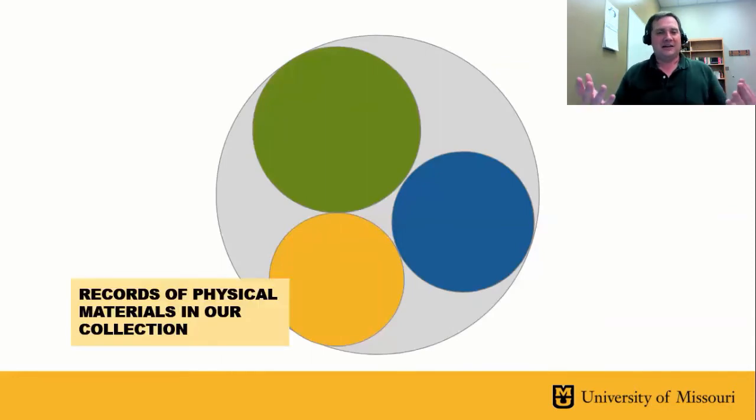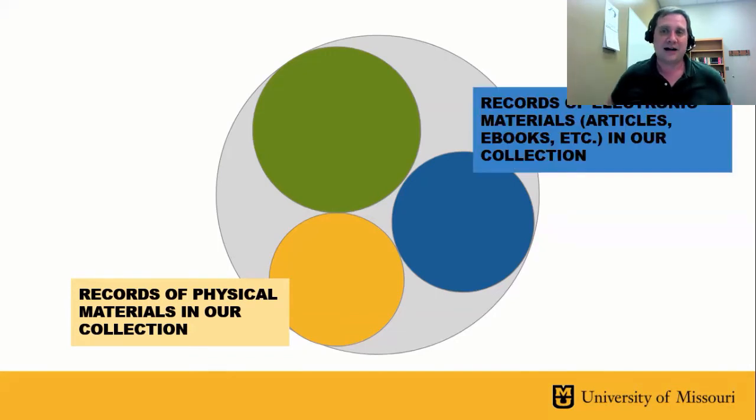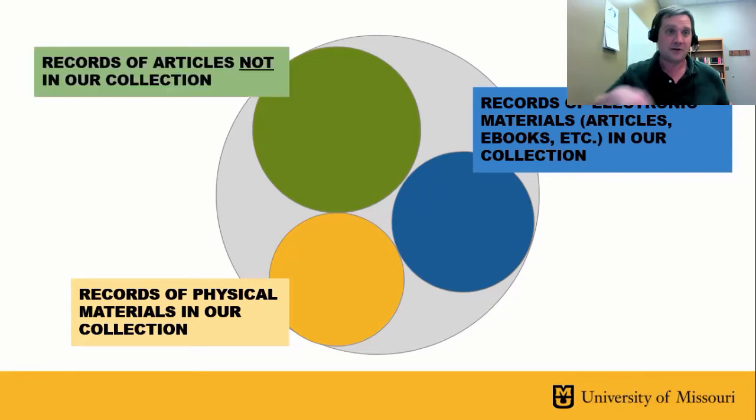And the way I wanted to visualize that, Discover at MU, especially when you use that Search at MU and Beyond feature, basically what you're going to see in your search results are materials in our collection. So physical materials, the books on our shelves, things like that. You're going to see records of the electronic materials in our collection. So articles that we have access to, ebooks, and you're going to get a link so that you can go directly to the full text there. And then you will also see records of articles not in our collection.